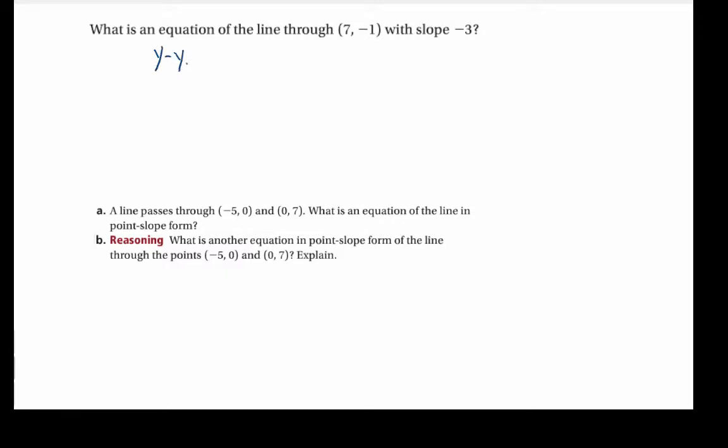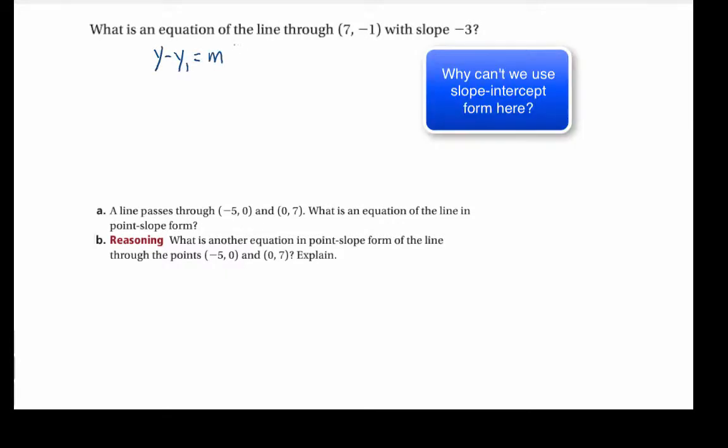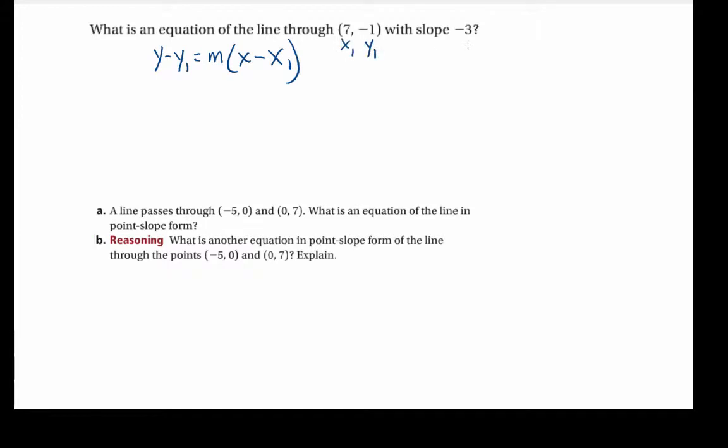Here's our point-slope form. Here's our x sub 1, our y sub 1, and our m. So let's substitute our values in. Okay, so that's what it looks like after we substitute our values in.